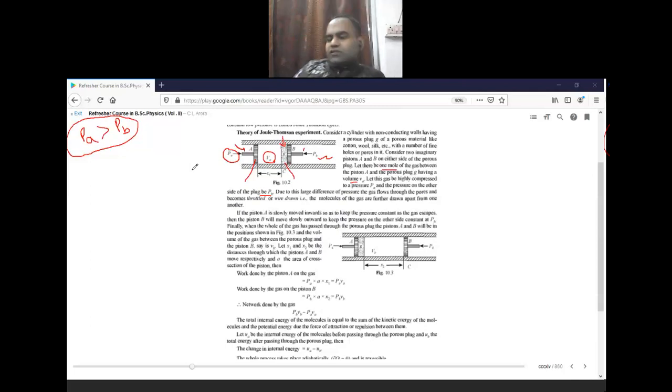Okay. So what will happen when pressure PA is greater than PB, or there is a difference in pressure? The gas on either side of the porous plug.